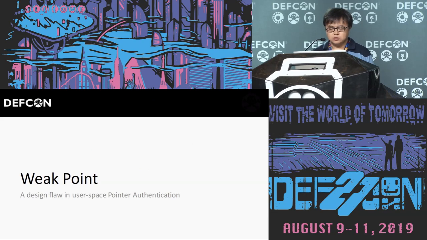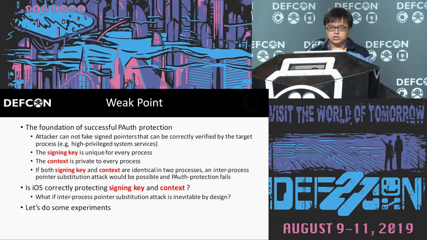So we know that pointer authentication should be very strong, but for now, we have found some weak points in pointer authentication in user space. The foundation of successful pointer authentication protection is that the attacker cannot fake signed pointers that can be correctly verified by the target process. This is based on two basic facts: the sign key is unique for different processes, and the context is also very private in different processes. So without knowing the sign key and the context, the attacker cannot create correctly signed pointers.